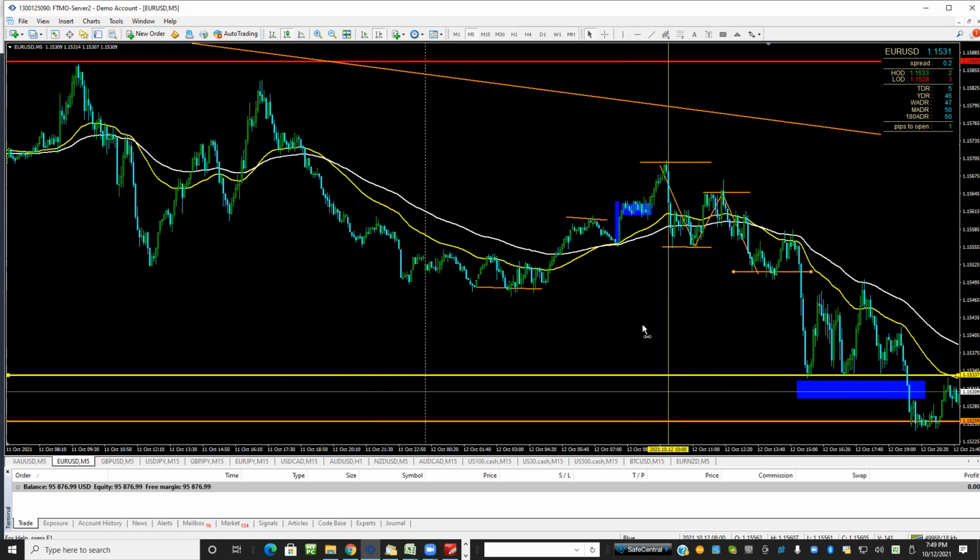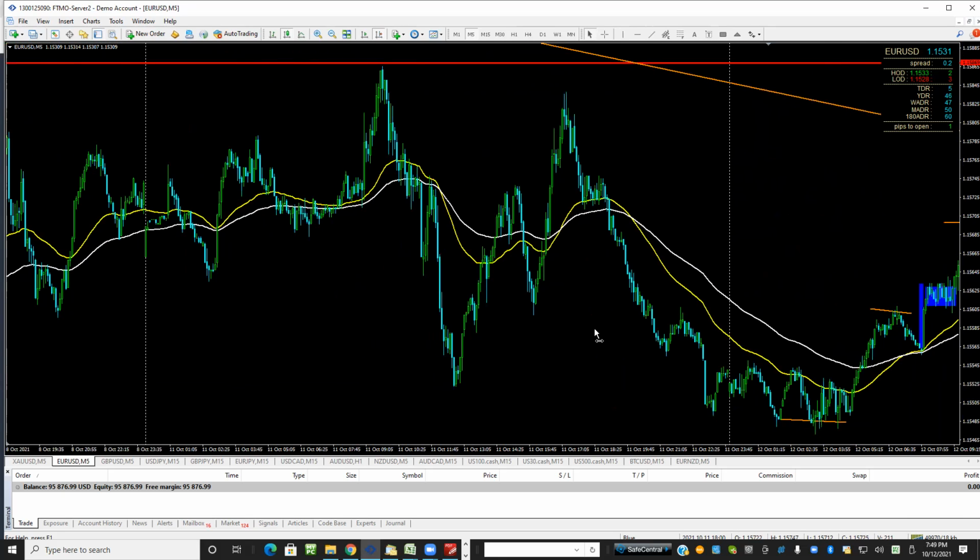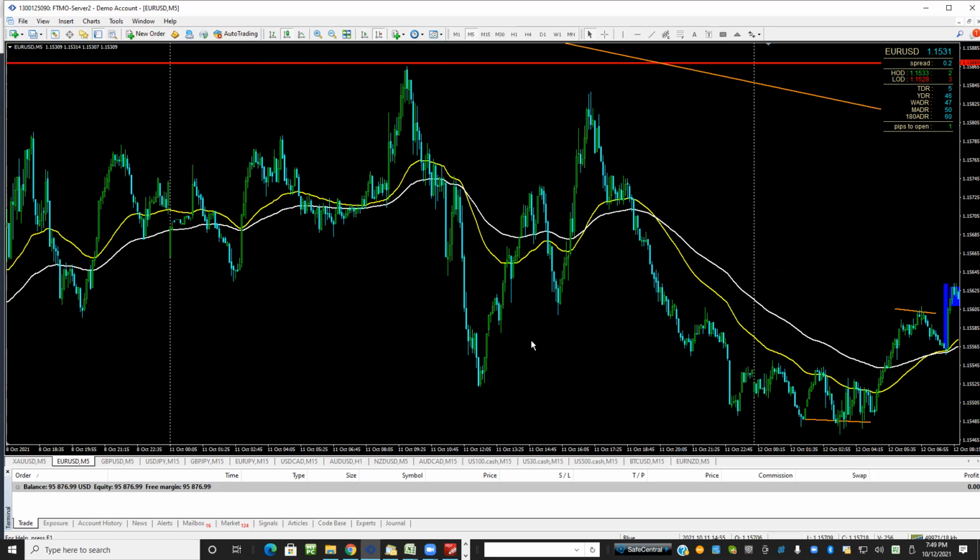But I'm going to just scroll back here, see if you can see this structure forming. Can you identify this structure here? It's forming higher highs and higher lows. Uptrend, up. All right, and then a double top. What's this here? This is a break of this structure right here.